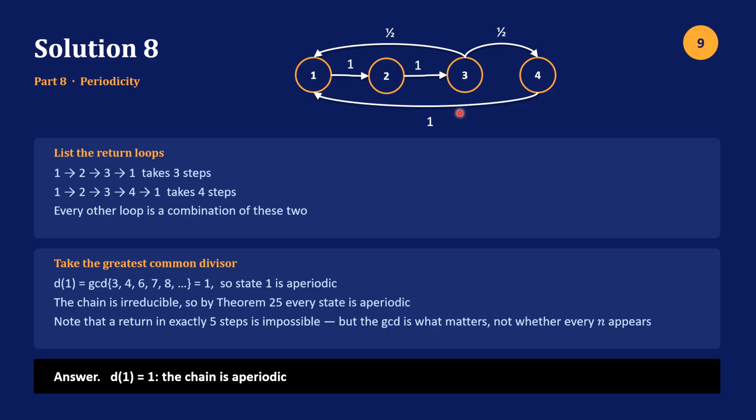Since the chain is irreducible by theorem 25, several lessons back, every other state is aperiodic. In other words, it has period 1. And then we just have a summary here at the bottom. The GCD is 1. This entire chain is aperiodic.